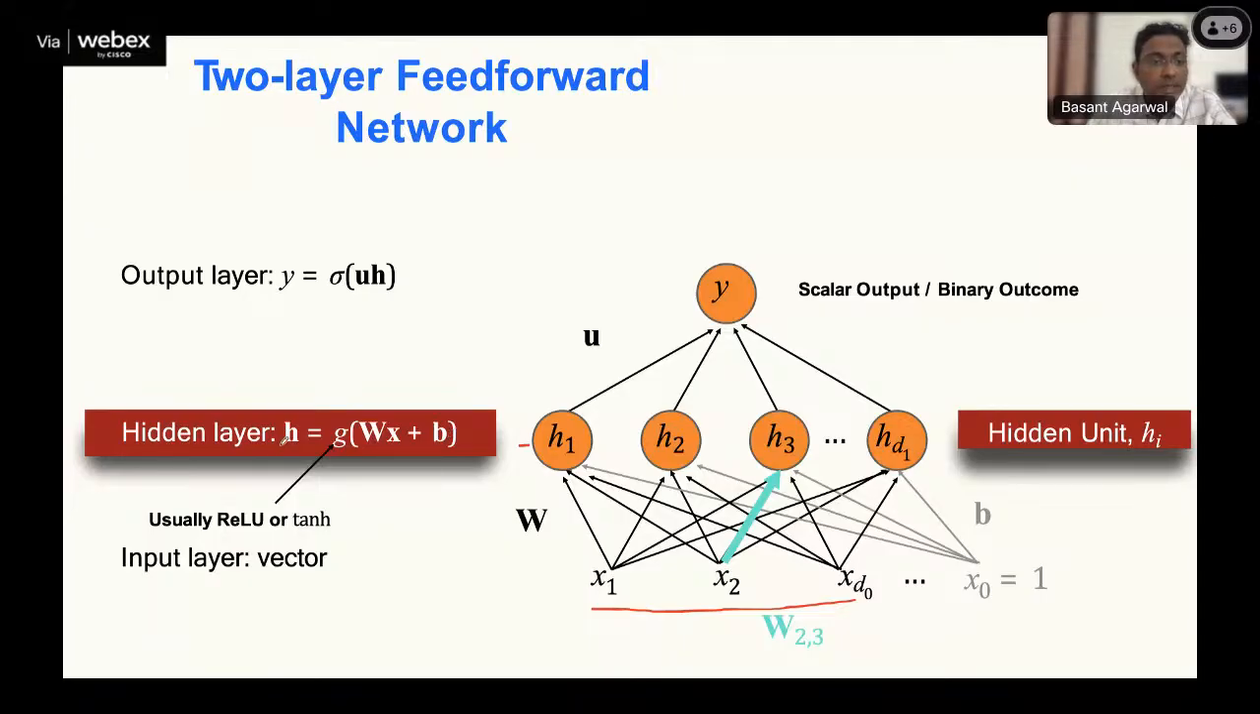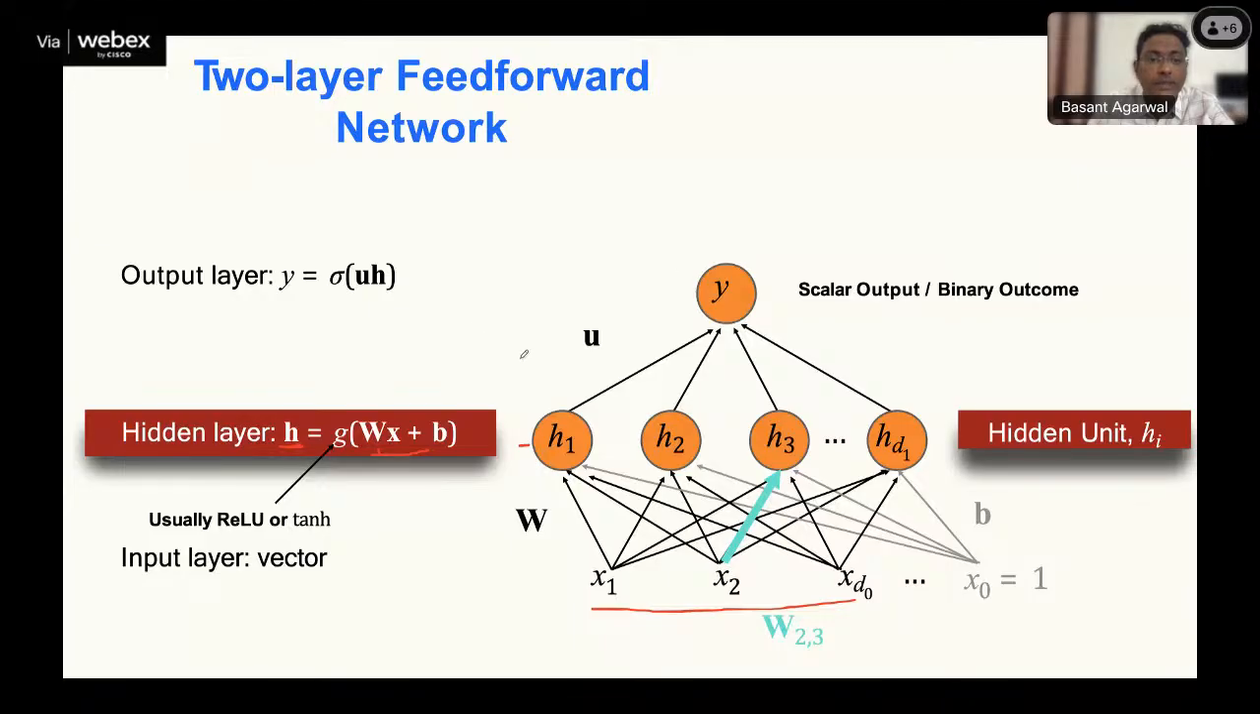So how can we represent hidden layer h? h can be represented as a dot product of the weight matrix W and x, your input vector. This is the notation we can use to represent the hidden layer. G is an activation function which can be ReLU, tanh, or whatever. Whatever activation function we want, we can take it here. So h can be represented as G of W dot x plus b.